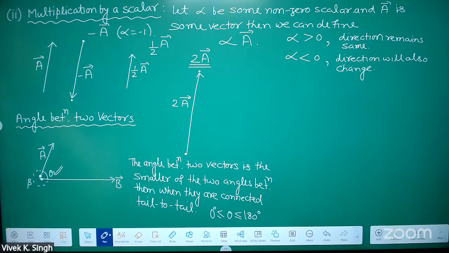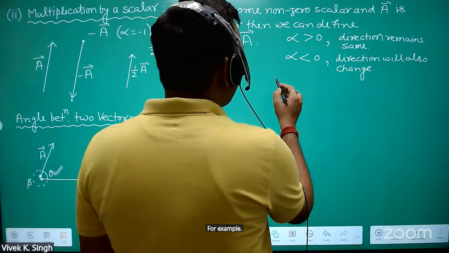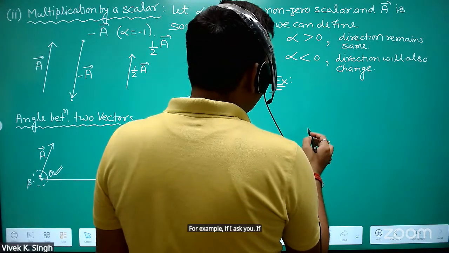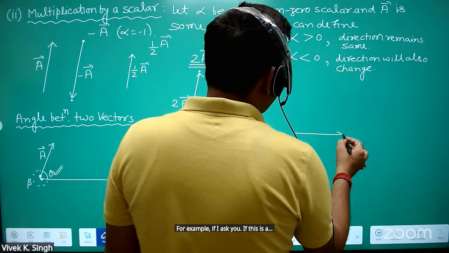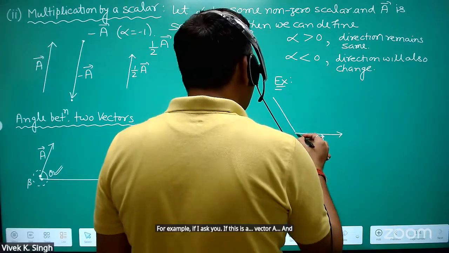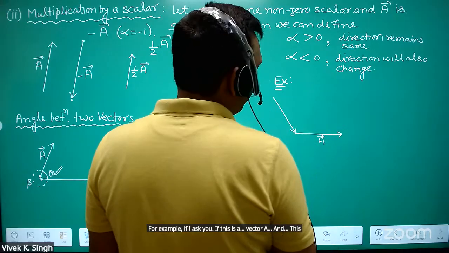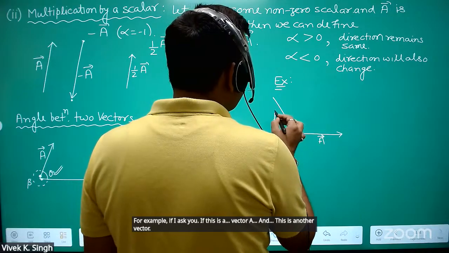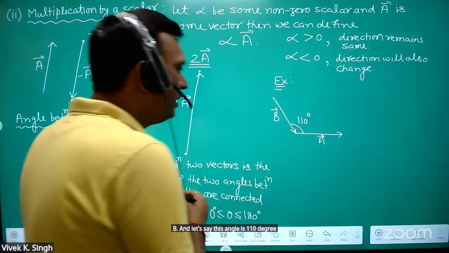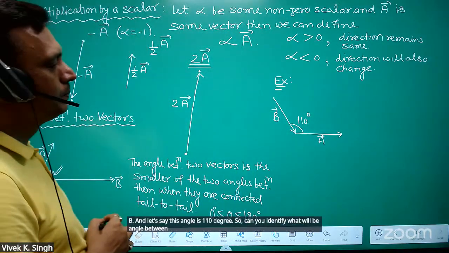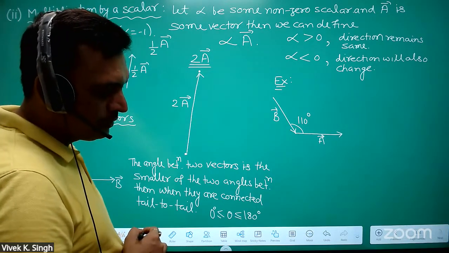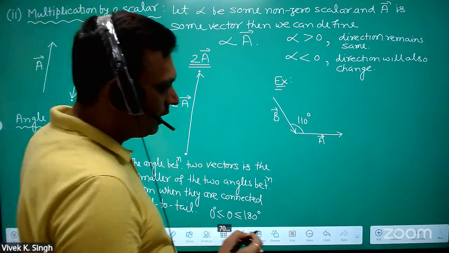For example, if I ask you, if this is a vector A and this is another vector B, and let's say this angle is 110 degrees. So can you identify what will be the angle between A and B? Yes, 70 degrees.